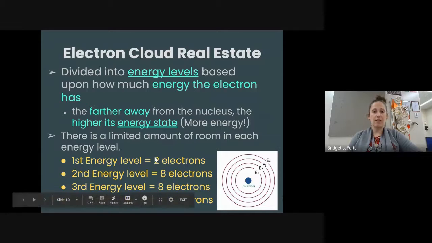Please pay attention to these numbers: 2, 8, 8, 18, all right? That's as far as we go. There are more energy levels than 4, but we are going to stop and limit ourselves to just 4 energy levels. So 2, 8, 8, 18, please make sure you've got that highlighted and color-coded in your notes as we go forward and start looking at valence electrons and what these electrons actually do on these energy levels.